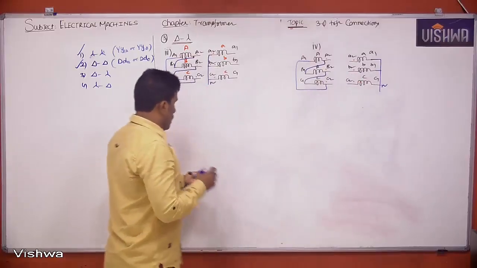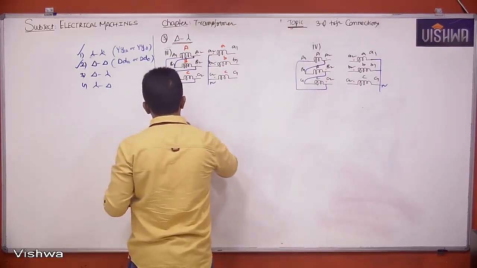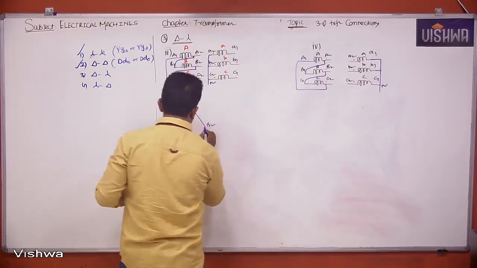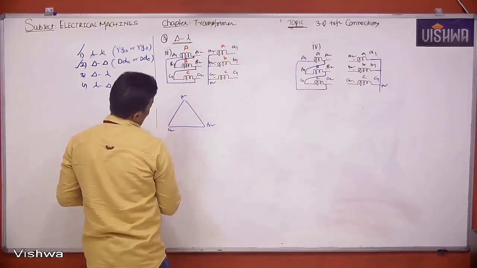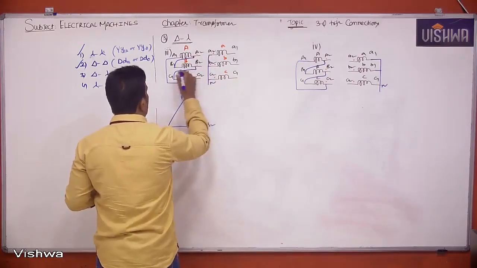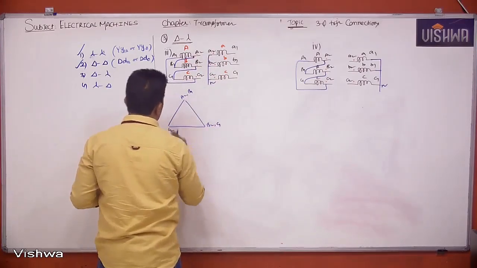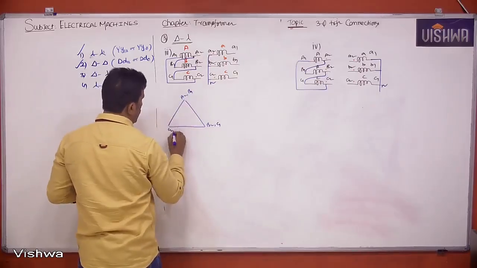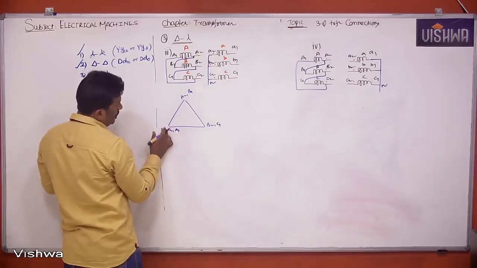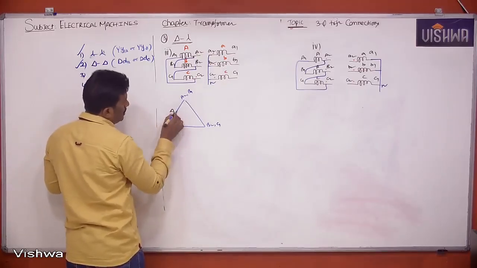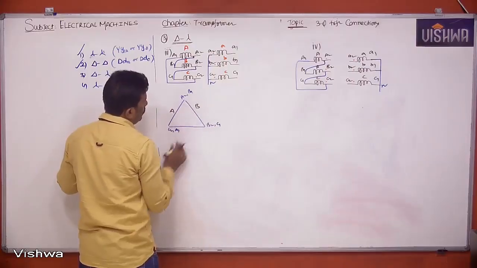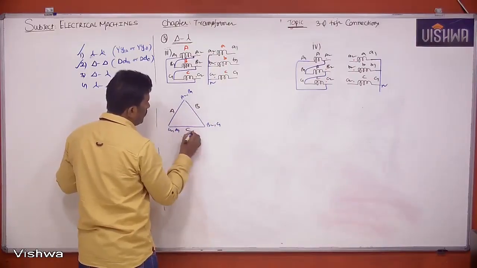Now, please let me continue. This is the A2 vector, this is the B2 vector, and this is the C2 vector. A2 is nothing but B1. B2 is nothing but C1. C2 is nothing but A1. Now here A1 is here, A2 is here. This is the A vector. B1 is here, B2 is here. This is the B vector. C1 is here, C2 is here. This is the C vector.